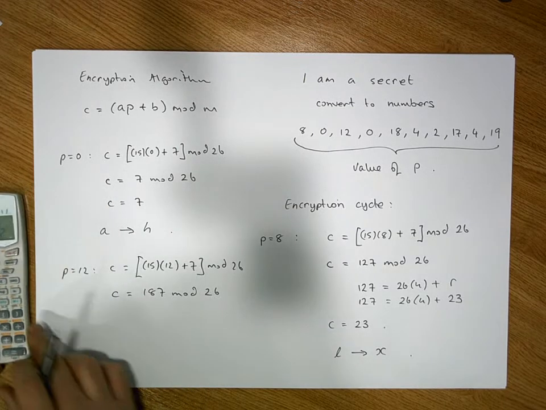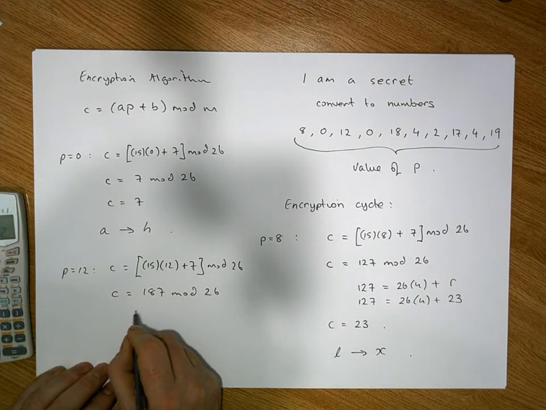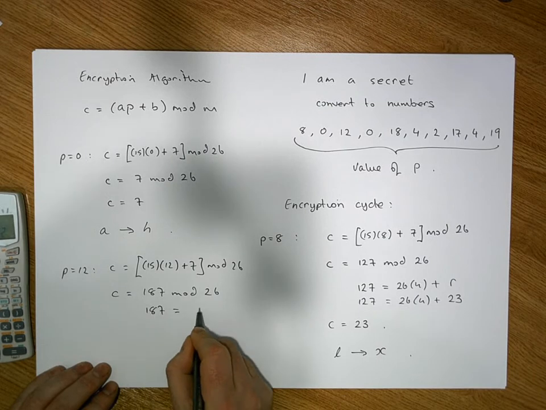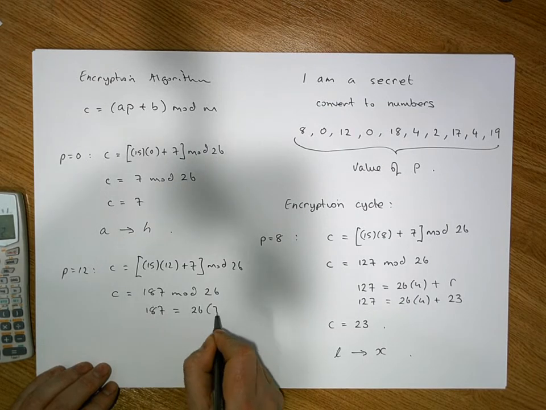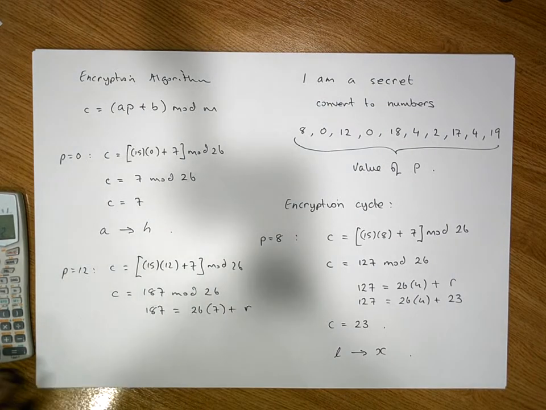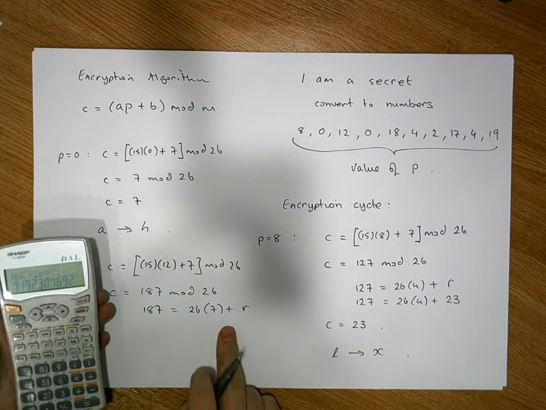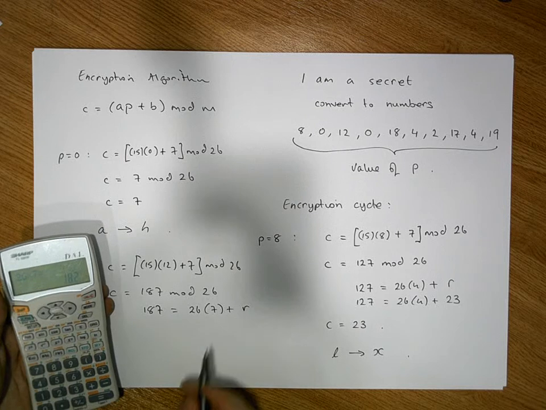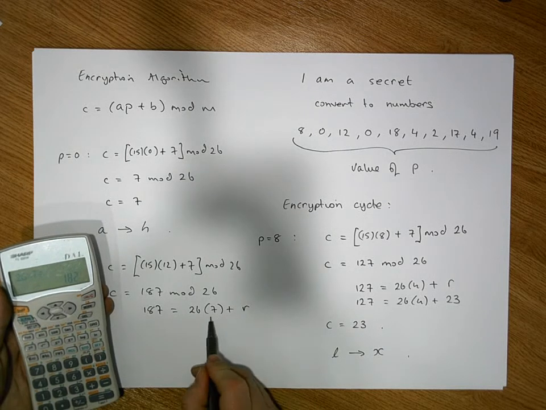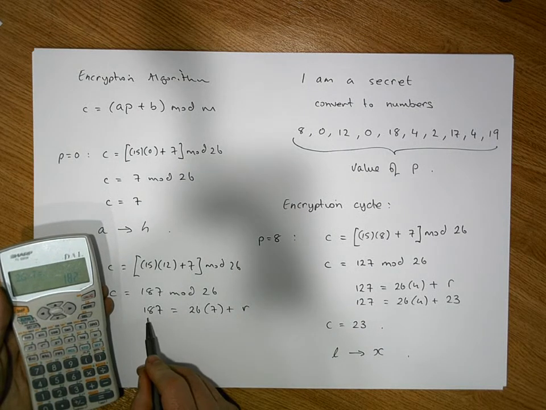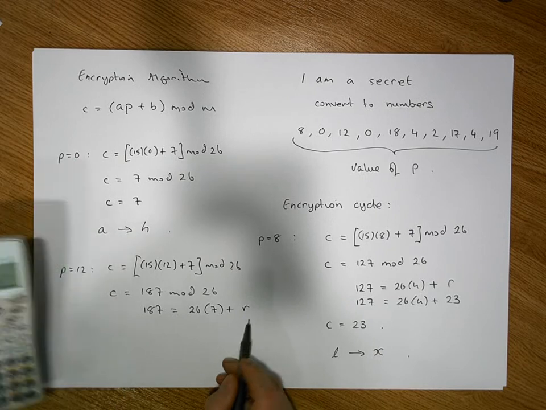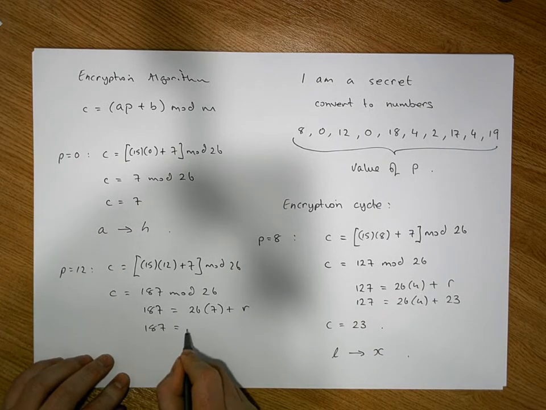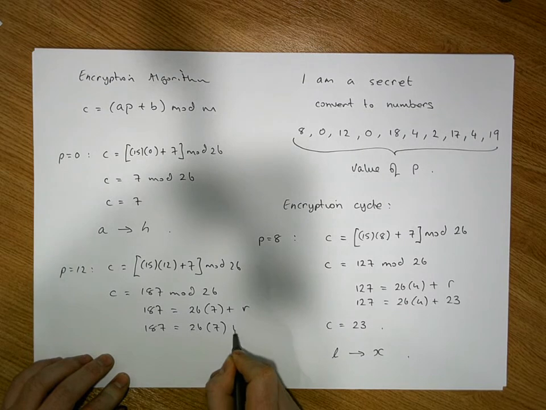So what I know is that 187 must be equal to 26 times 7 plus some remainder. Well, what's 26 times 7? 26 times 7 is 182. What do I add on to 182 to give me 187? I add on a 5. So in this case, R is equal to 5. So we have 187 equals 26 times 7 plus 5. Our R is 5.